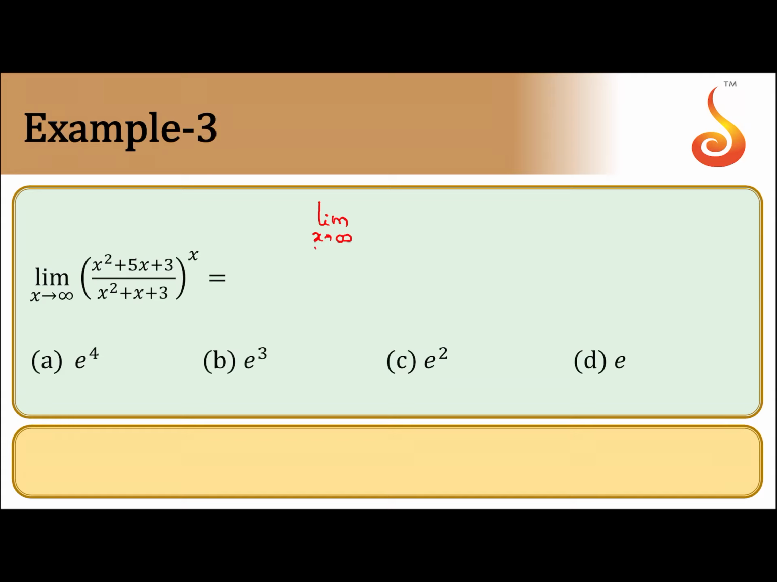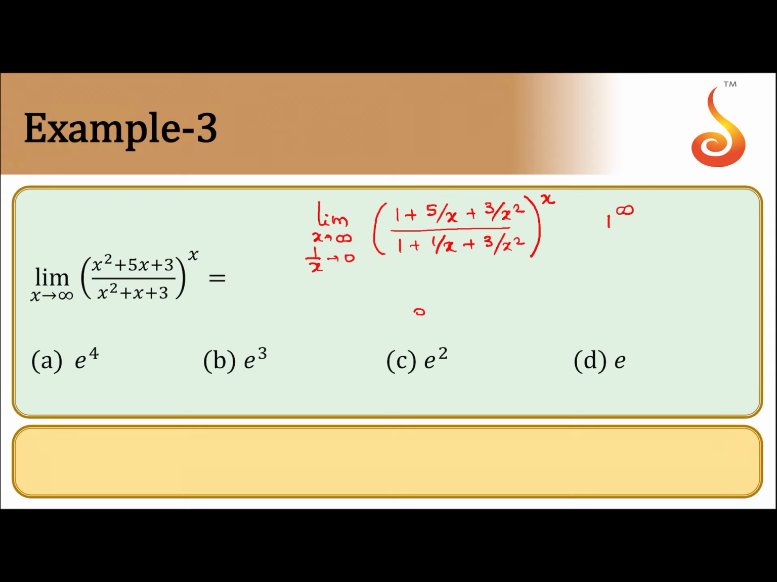limit x extending to infinity, 1 by x tending to 0. What we observe? (1 plus 5 by x plus 3 by x square) divided by (1 plus 1 by x plus 3 by x square) whole to the power x. Here x is extending to infinity, 1 by x is extending to 0, we get 1 to the power infinity form.